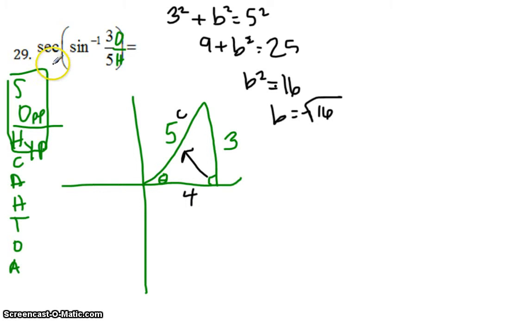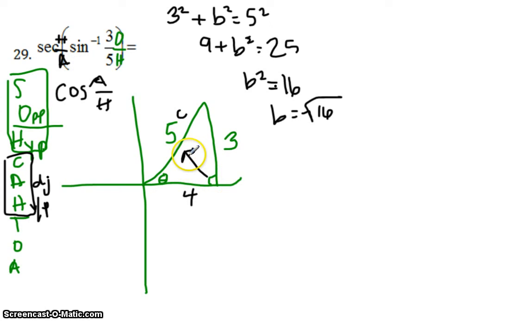Now secant. Secant is the opposite of cosine. So if cosine is adjacent over my hypotenuse, well, what does reciprocal mean again? Reciprocal means I'm going to flip it. So my secant is going to be h over a. Well, my h is 5 and my a is 4. So this is my answer for 29.